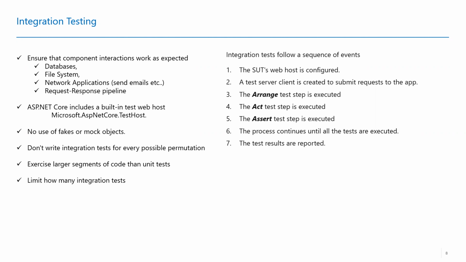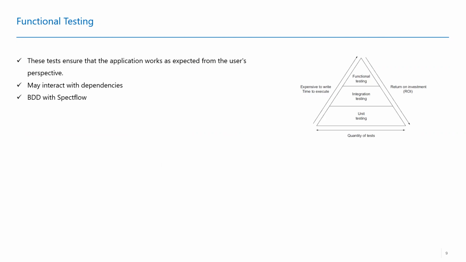Arrange is basically preparing your test setup, test scenario, or test data. Act is invoking the function, and then assert is validating whether the test case should pass or fail depending on the data coming from the act. And then you continue this process until all the test cases are executed, and then finally report those results. So these are the 7 rules you will follow when writing integration test cases. As I mentioned, my focus here is on unit testing. So let's jump into the next one, which is functional testing.